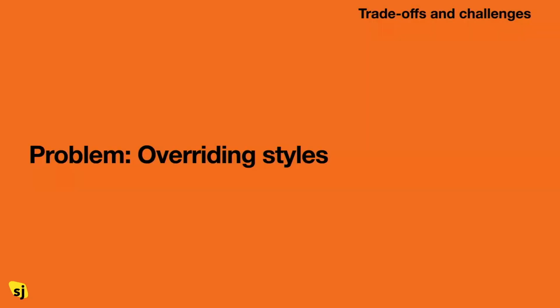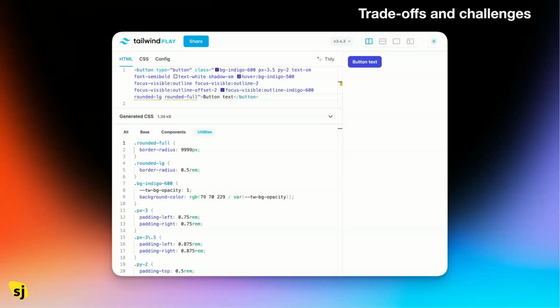The next one is overriding styles. So again, going back to CSS-in-JS, it's really a great mental model for developers, because working with objects, you've got a key-value pair. I know the key is a CSS property that I'm targeting, and the value, I can just change the value to override the styles. That's not the case with Tailwind.